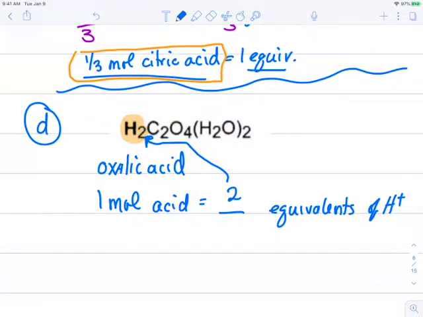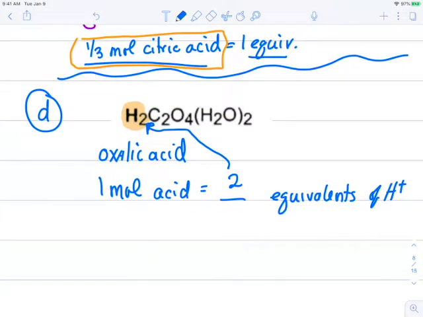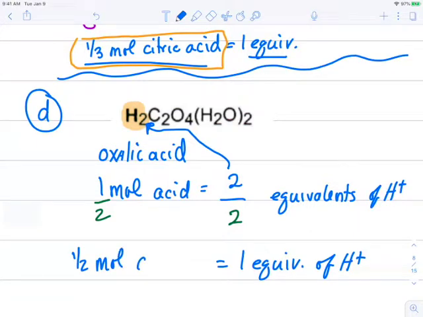All right, so again, this isn't the way the question asks it. The question says, what if it was 1 equivalent? So now what you're doing is you're dividing both sides by 2. So for every 1 equivalent of H+, you need half a mole of this acid. So any questions on how we're finding the number of moles here per equivalent?